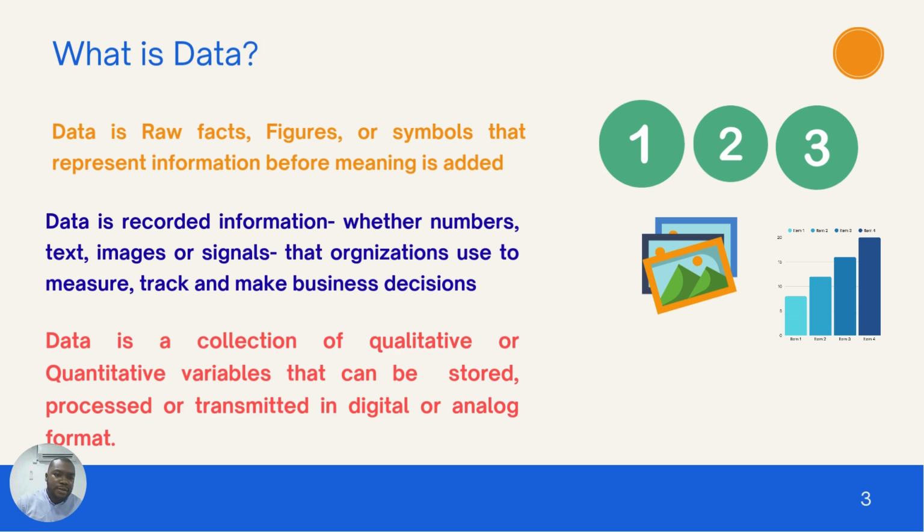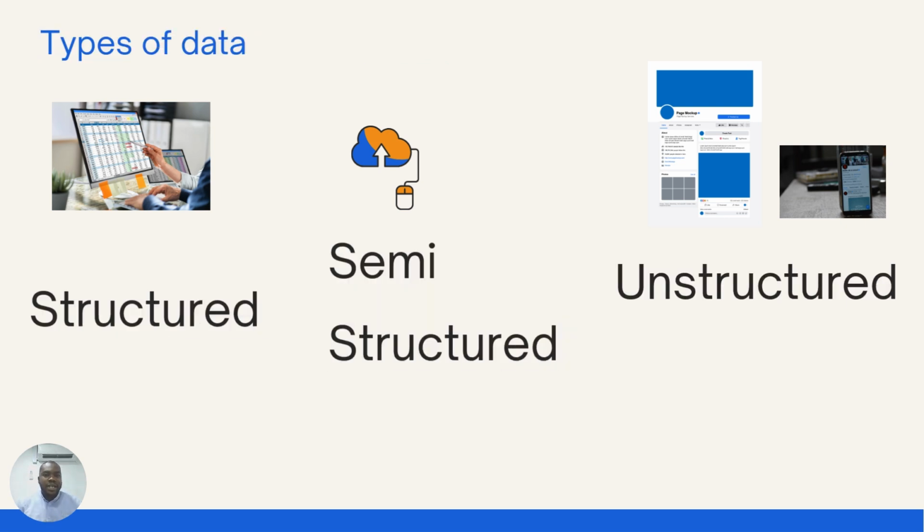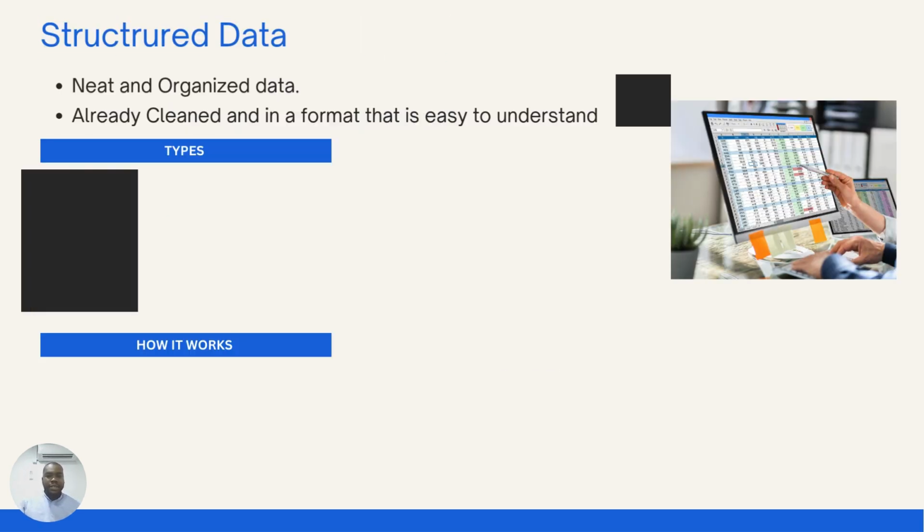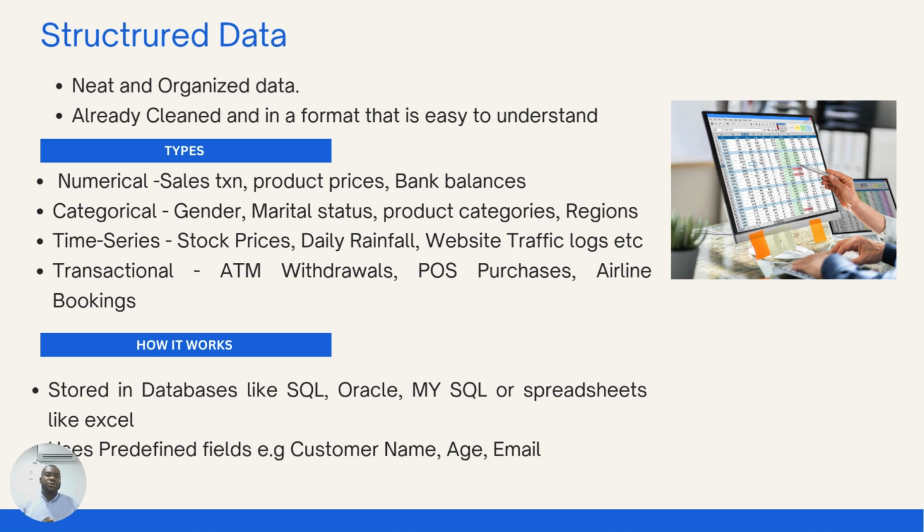Now, there are more or less two or three types of data, right? So let's see, what are they? There is structured, there is semi-structured, and there is the unstructured. So let's take a deep dive and understand what these three actually mean, right? Now, what is structured data? Structured data is like the apex, the beauty, what you see every day, right? This is neat and organized data, already cleaned and in a format that is easy to understand, right?